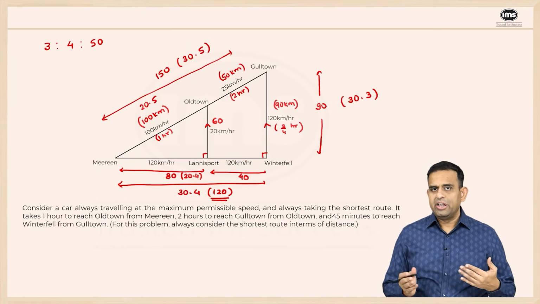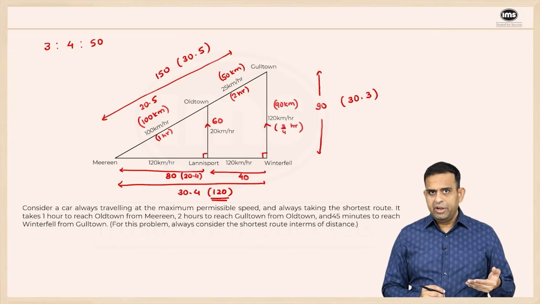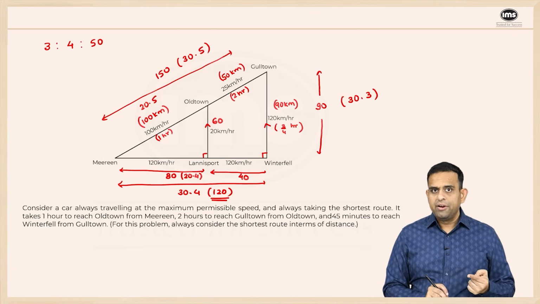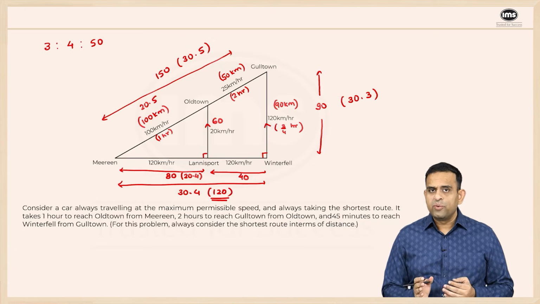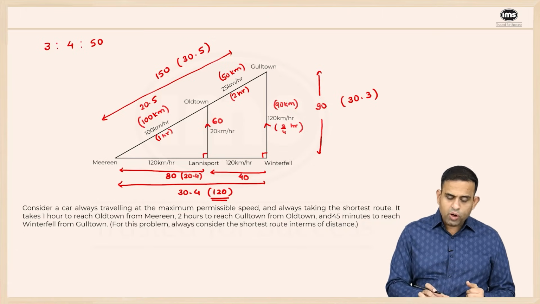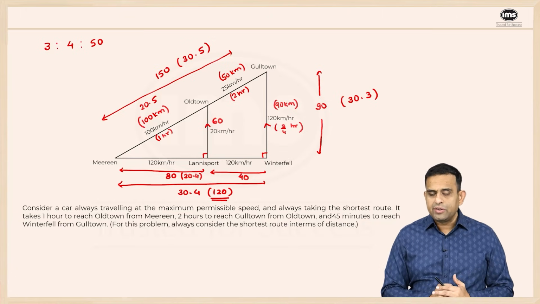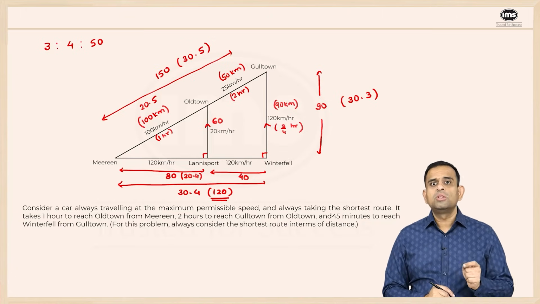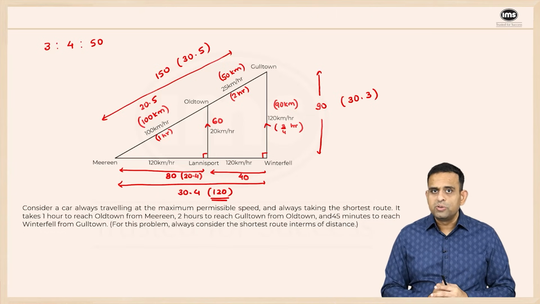Also understand, we could have taken the help of BPT, and we could have said that since these two sides are in the ratio of 2:1, the right angle triangle, the smaller one and the bigger one, will be in the ratio of 2:3, because 100 upon 150 will give you 2/3. Hence this distance, Lannisport to Old Town, must be 2/3 of the number 90, giving you also 60.